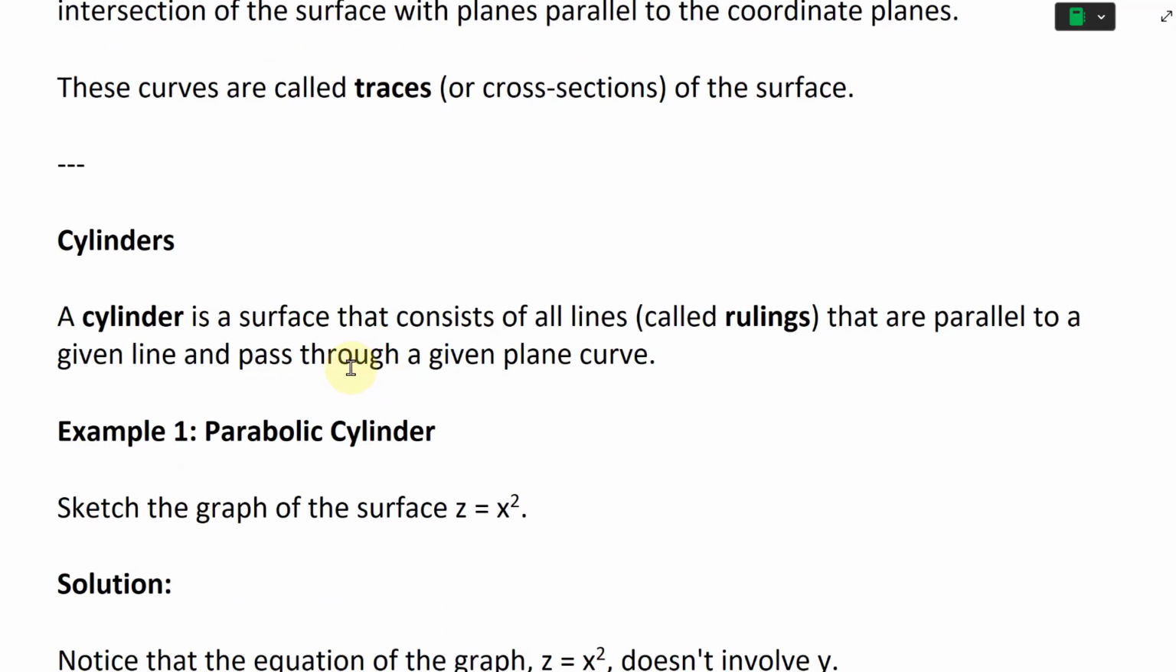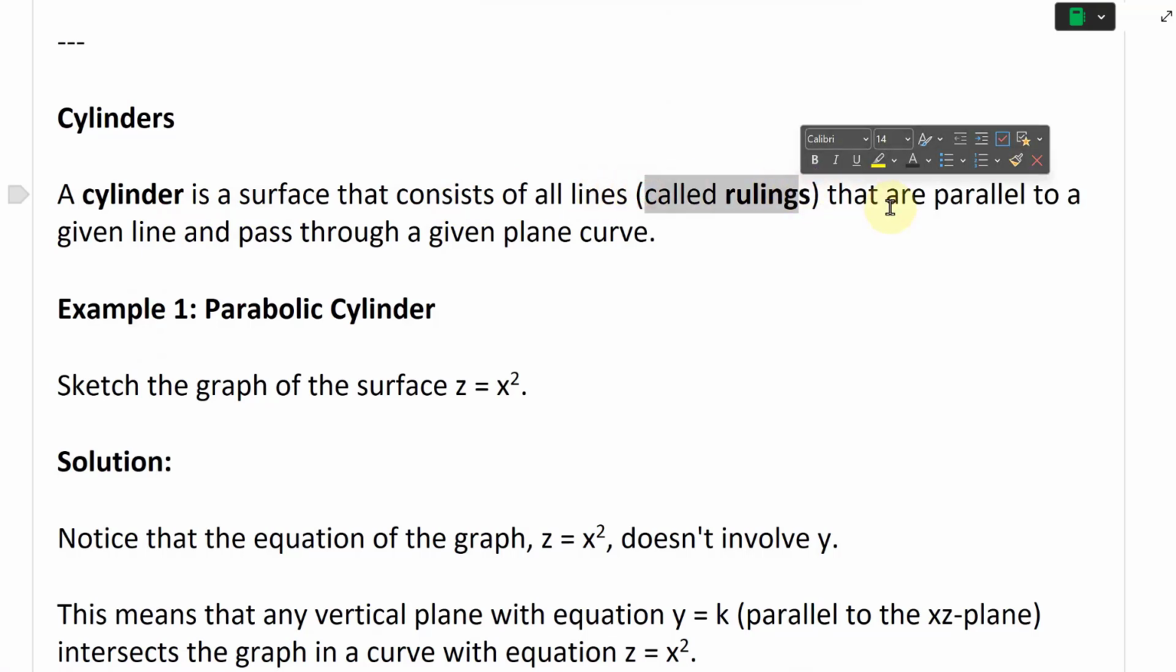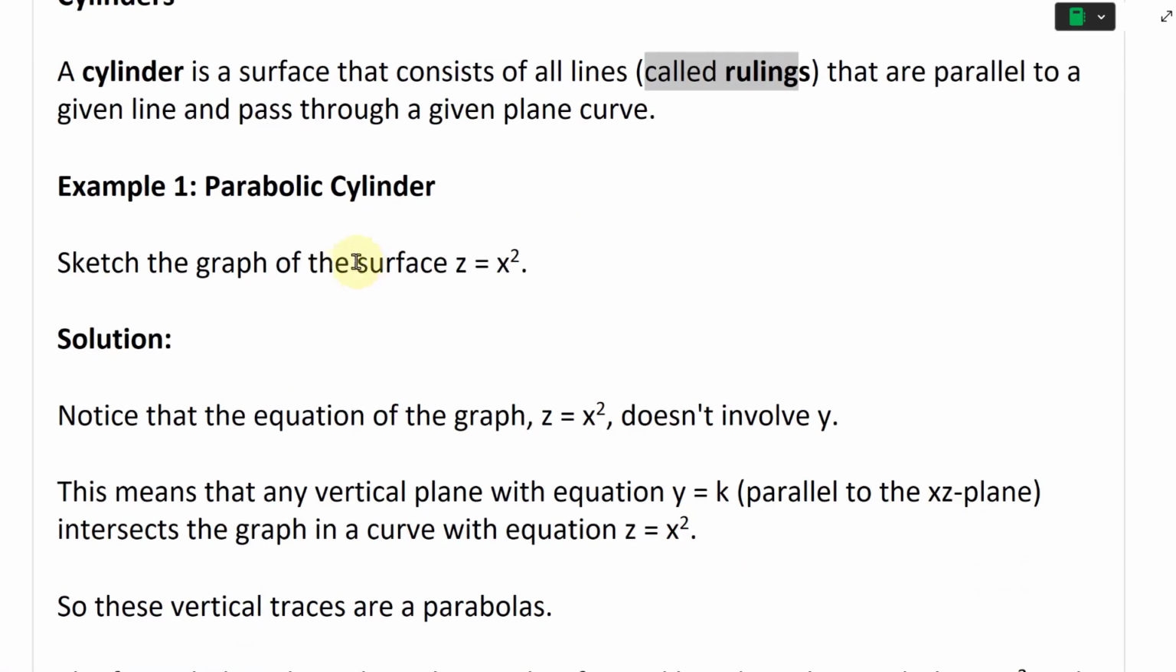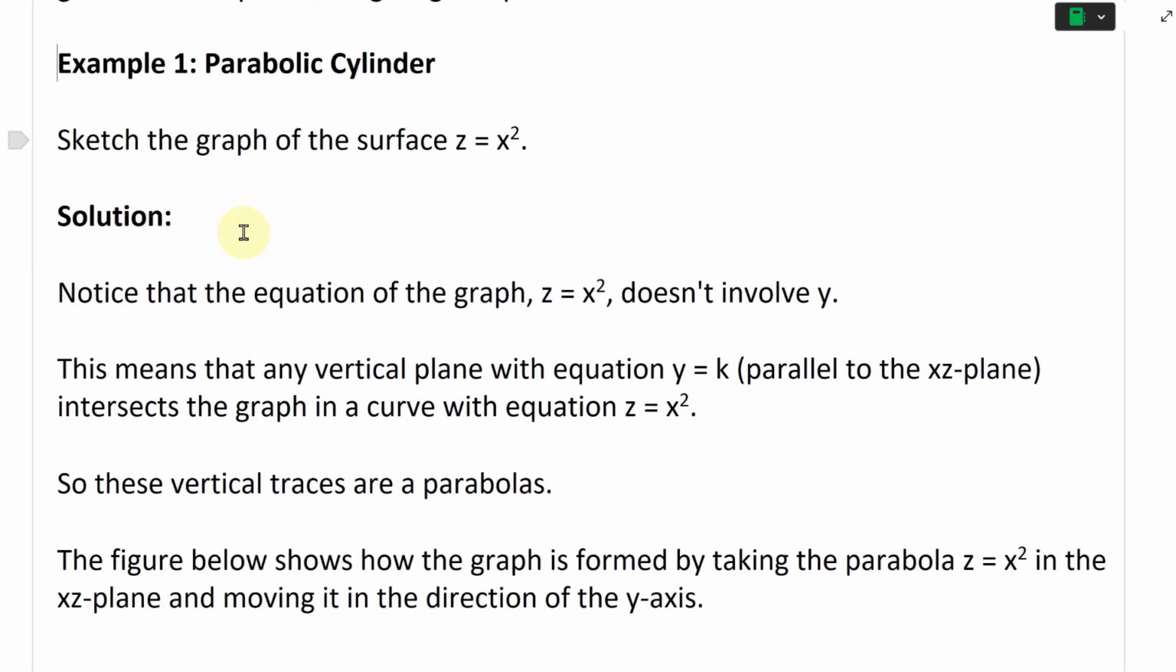All right, so now let's take a look at the first section, on cylinders. A cylinder is a surface that consists of all lines, called rulings, that are parallel to a given line and pass through a given plane. And to illustrate that, we'll look at the example right here. Example 1, parabolic cylinder. It states: sketch the graph of the surface z equals x squared.